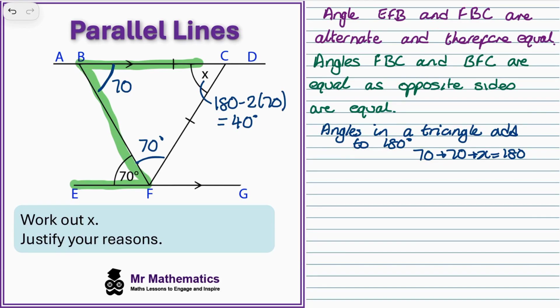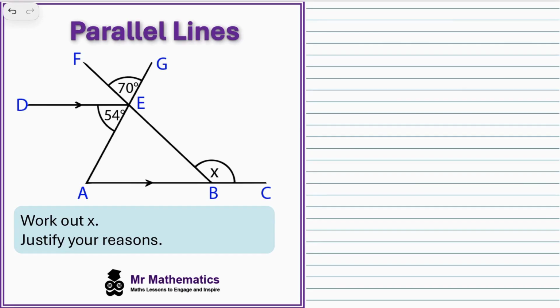Okay, how did you get on with that? Let's try another question. In our third question, we can see that D to E and A to C are parallel, and we need to work out this angle X. Do you want to give this question a go yourself? Pause the video and come back when you're ready.